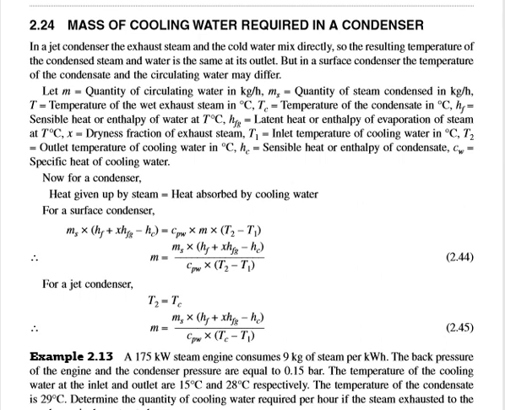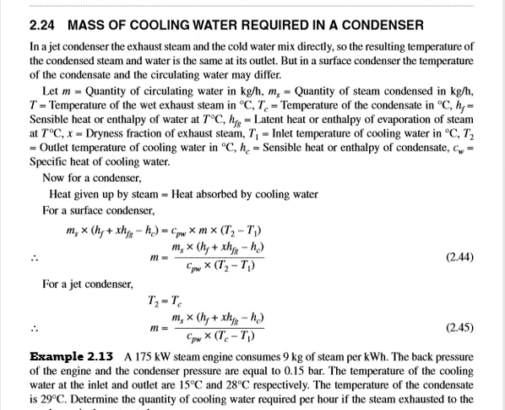Now the condenser section: the heat given by the steam equals the heat absorbed by the cooling water. Consider the turbine. You get steam from the turbine and it enters the condenser. In the condenser the cooling water is flowing, and the steam has energy. The heat rejected by the steam equals the heat gained by the water in the condenser section. Therefore, you can write the equation: heat rejected by the steam equals heat absorbed by the cooling water.